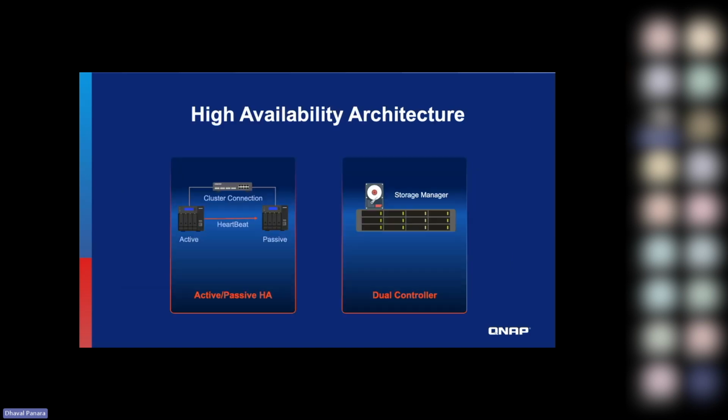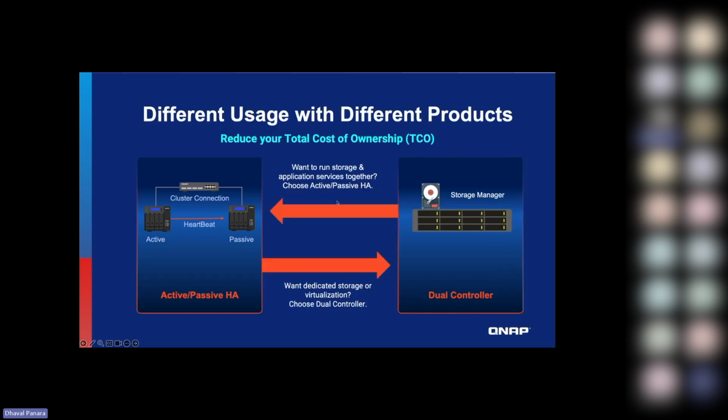Okay, so here is what the HA architecture is. Previously we have the dual controller model, which is the ES model. I think a lot of you should be familiar with it already. And now we also have this active passive HA solution. You will need two identical QNAP NAS, and there will be a heartbeat in the middle, and that will be the active passive HA.